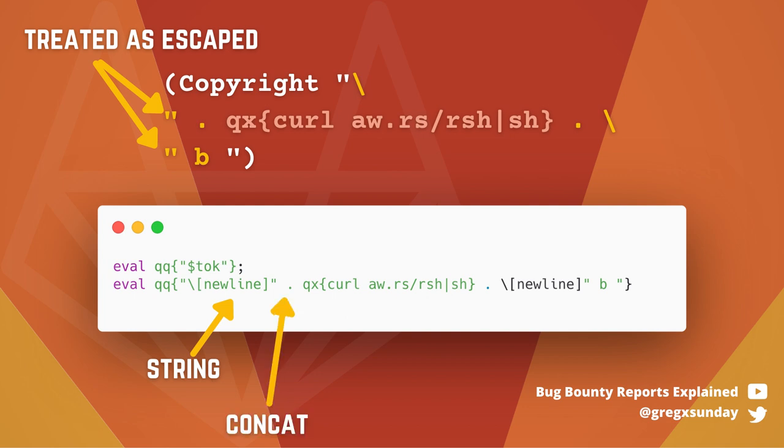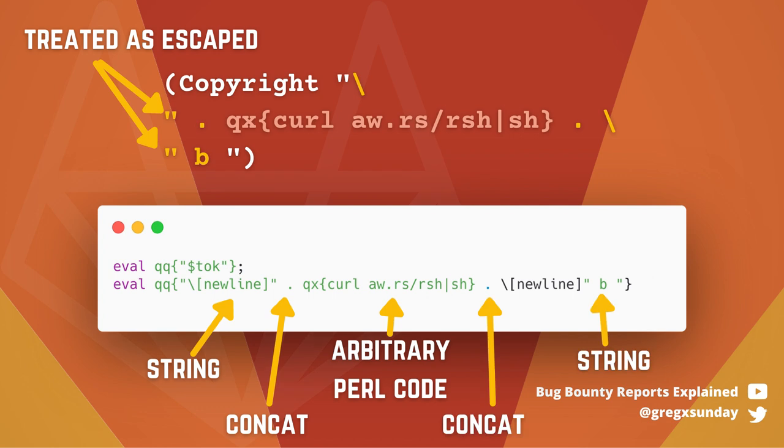Next, we will use a dot to concatenate the string. Then we are pretty much home. At this point, we can inject a QX function that will execute arbitrary commands. Here is the payload that gave the hunter reverse shell on the GitLab server. At the end of the payload, we repeat the operation by adding another dot and another sequence of backslash, new line and a double quote.